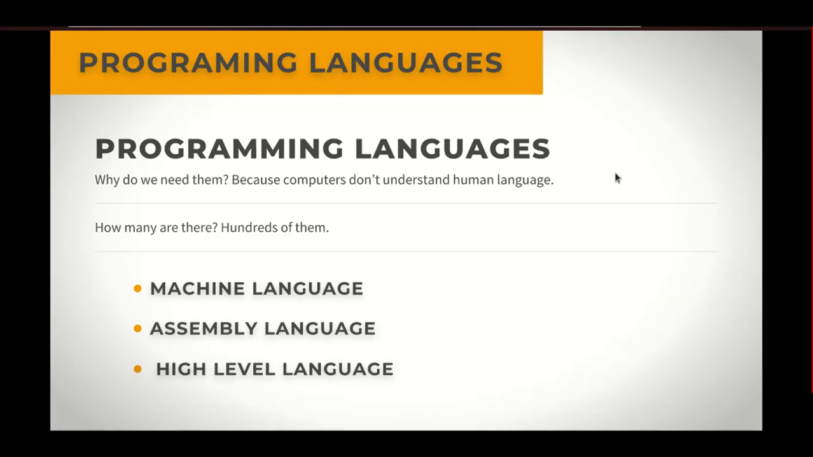How many programming languages are there? Well, there's a lot of them. I don't know who counted, but let's not get into the numbers right now. We can group them into 3 levels. There is the machine language, and then there's the assembly language, and then there's the high level language. So let's see them in detail.